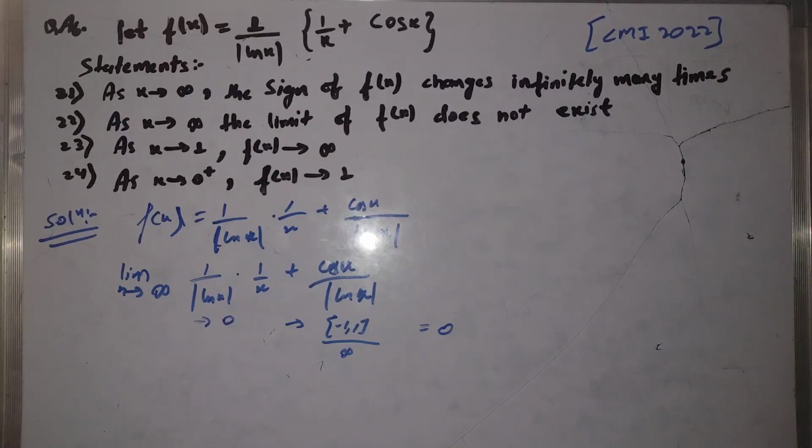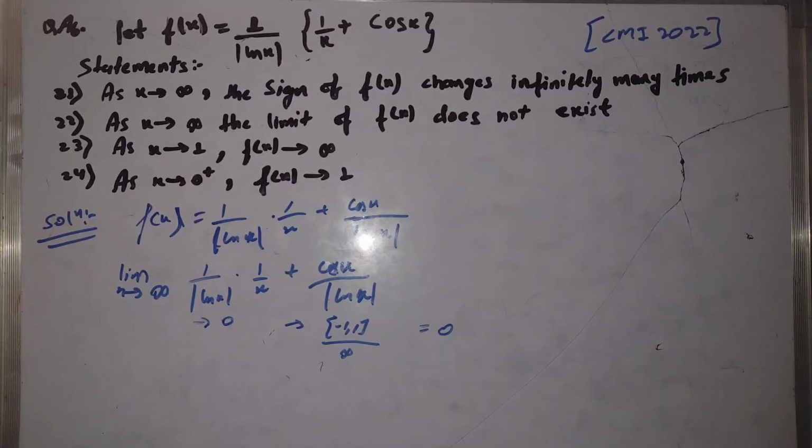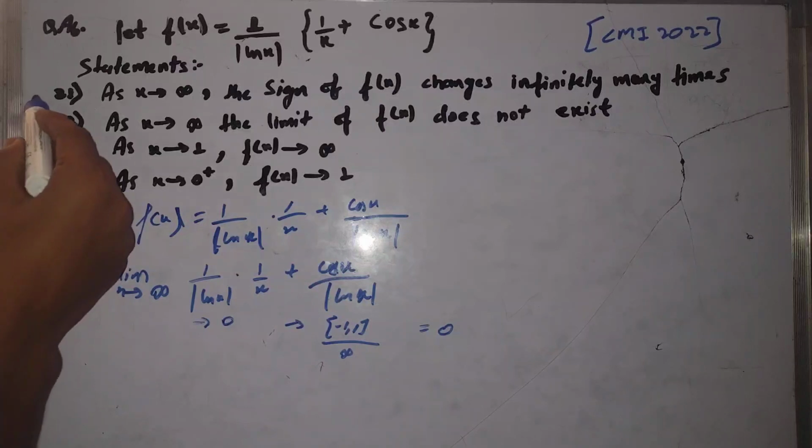But we have to answer about the sign of it. We know that infinity is not any particular number; it is actually a set of numbers, an interval of numbers, and in that interval cos will lie from -1 to 1. So the sign of cos will change with various numbers. Statement 21 is actually true: the sign of f(x) will change infinitely many times, because in any interval there are infinitely many numbers, and the sign of cos will change. So statement 21 is true.